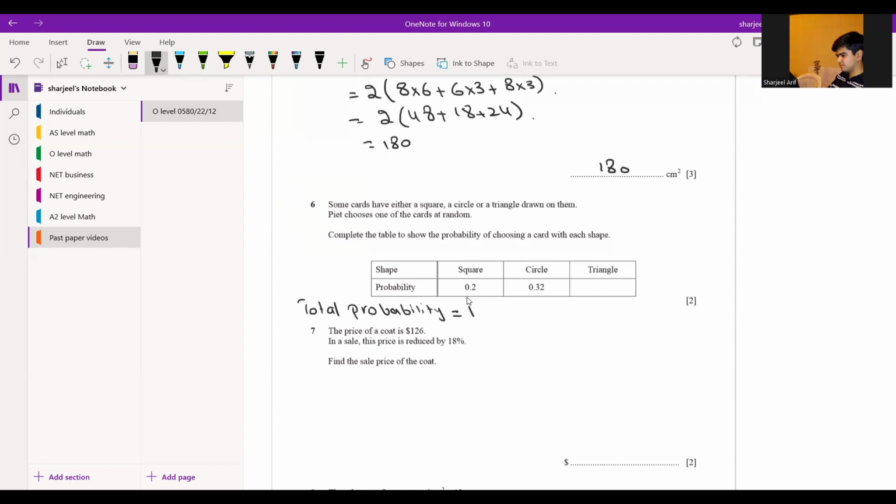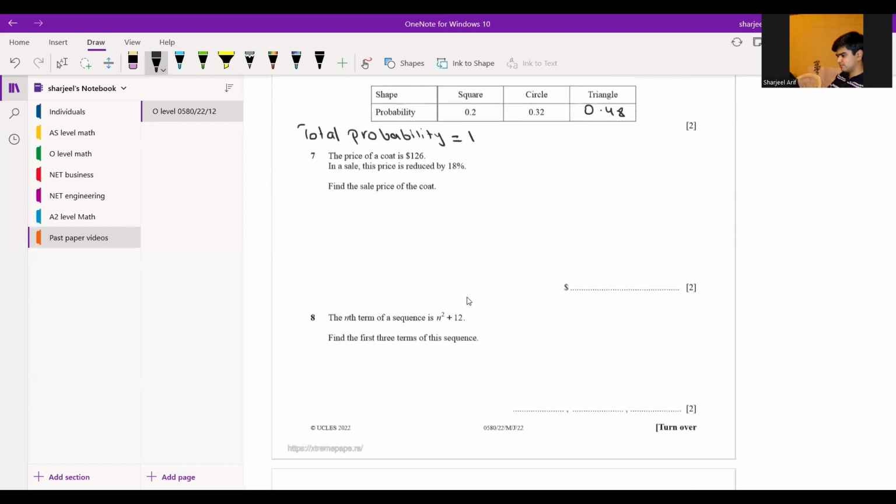So to find the probability of triangle, we will deduct the probability of square and circle from 1. That's our total probability. So you will get 0.48, and that would be our answer. Now look at question number 7.